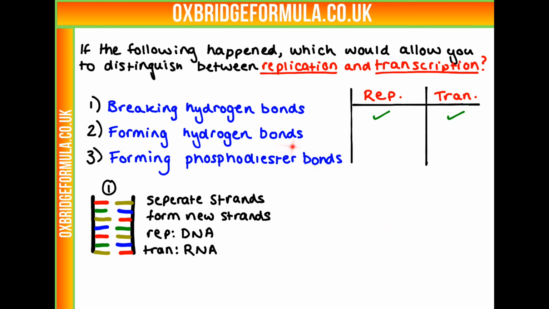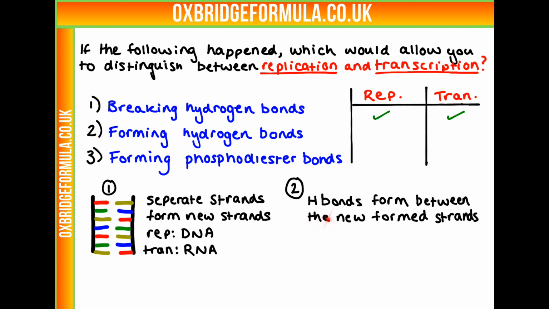How about forming hydrogen bonds? When is that going to occur? So we've already said breaking our bonds is separating the strands, while forming our new strands is going to need to form new hydrogen bonds between the bases. And because we're doing that in both replication and transcription, just with different strands, we need hydrogen bonds forming in both of our processes. So this one is also both correct.